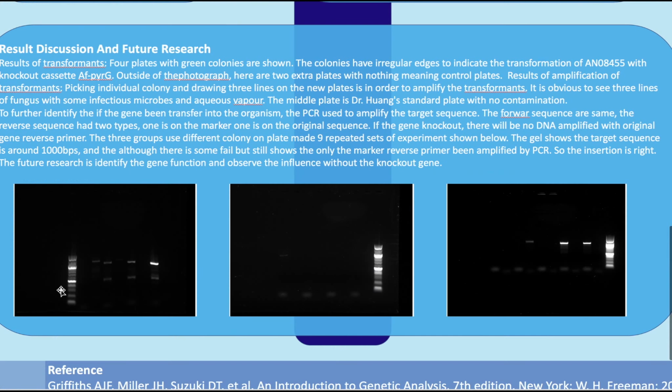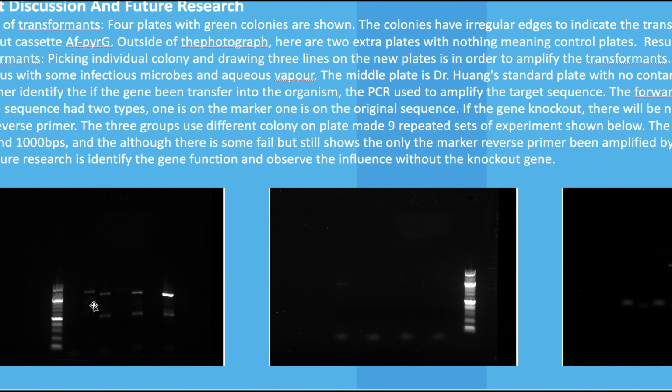In this gel, the first one is G2, group 2's result. From the left side to the right side, the first column is a marker that indicates the molecular weight. The first line is 100 base pairs, then 200 base pairs, 300, 400, 500, 600, 700, 800, 900, 1000.